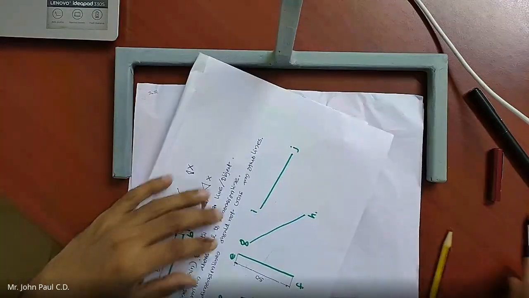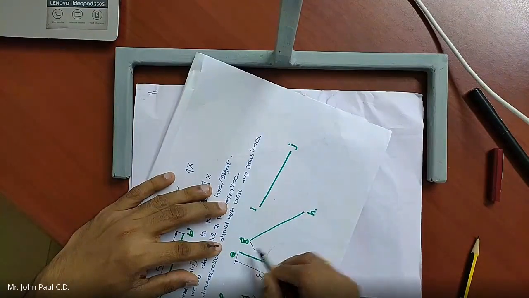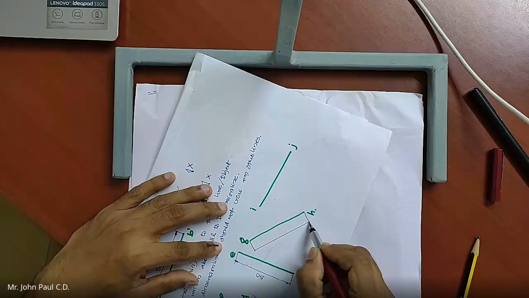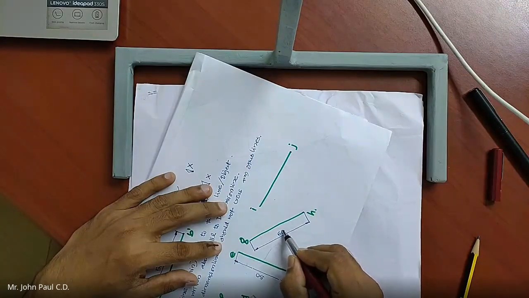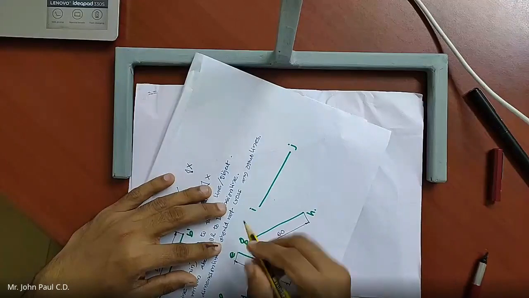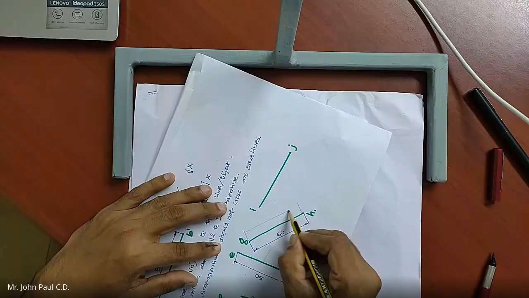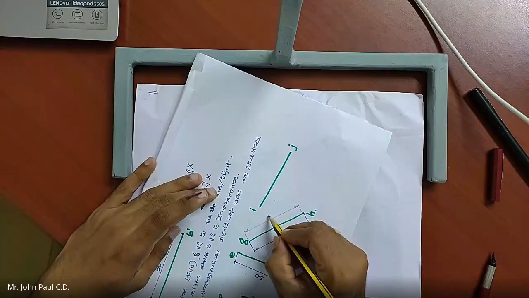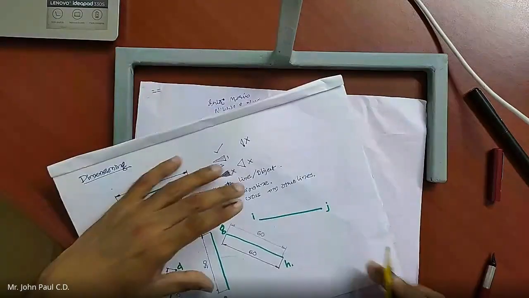And here I will mark the dimension below. Below or above, that doesn't make any difference. So I will draw this. And let this be length 60. This is okay. If I mark it here also, that is also correct. No problem. This is 60. Both are correct.